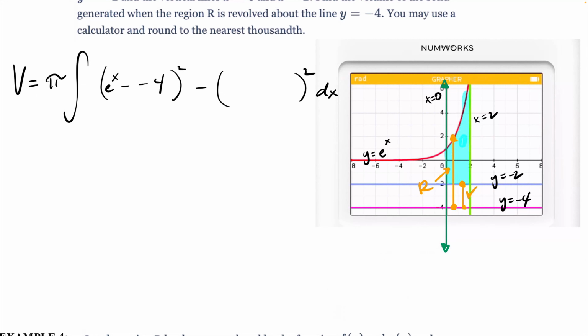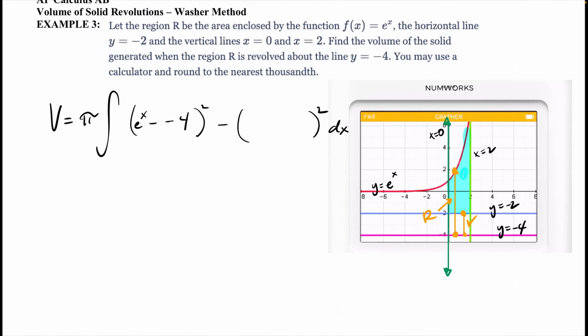So region R is the shaded area. Those ones are rotated. V is the shape that's created when it revolves around. So if we wanted to find just the area of that, we would use region R. But since we want volume, that's why we use V.